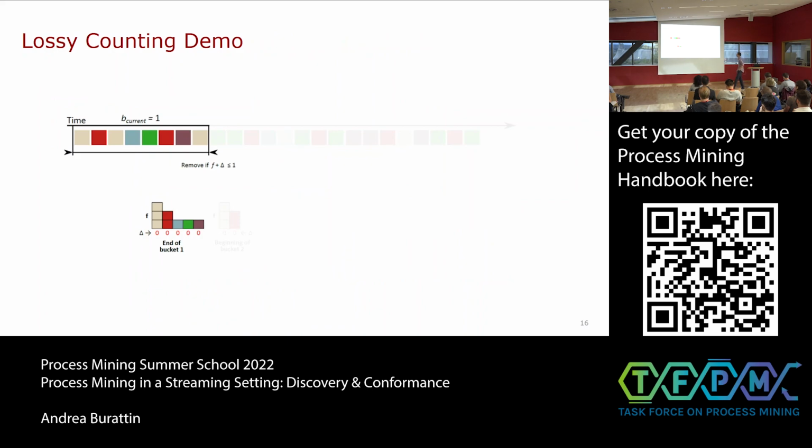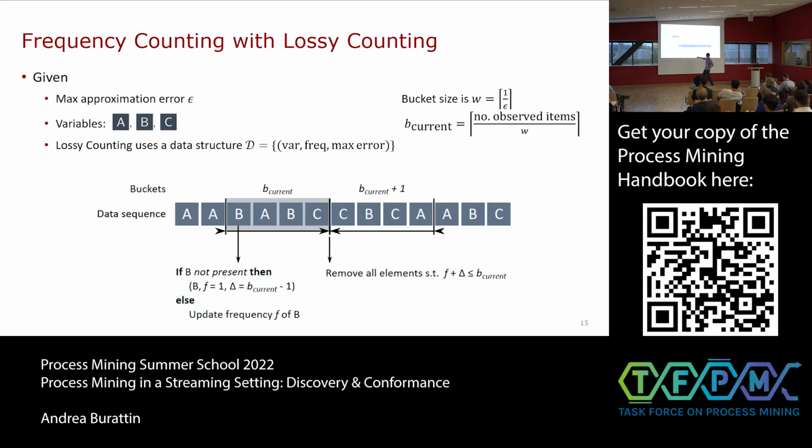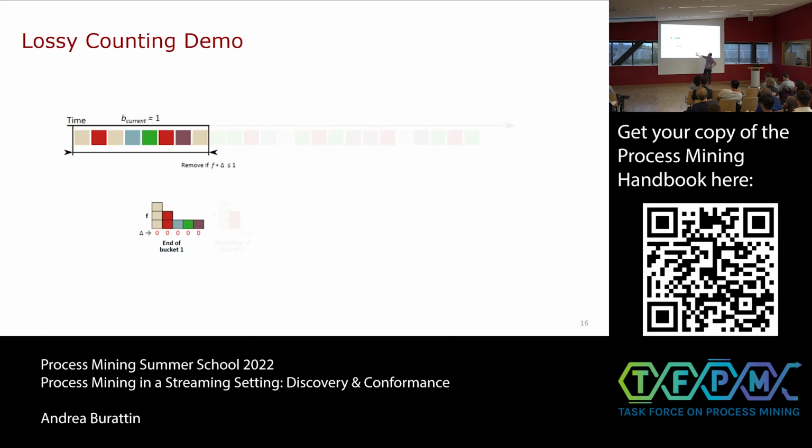So let's see an example here. We have the first bucket, so B current is equal to 1. After each box, the color indicates the variable. By the end of the first bucket, we have these frequencies for each color, and the maximum approximation error for all of those is 0. Because remember that here, it's B current minus 1. And because we're in the first bucket, the approximation error is 0.